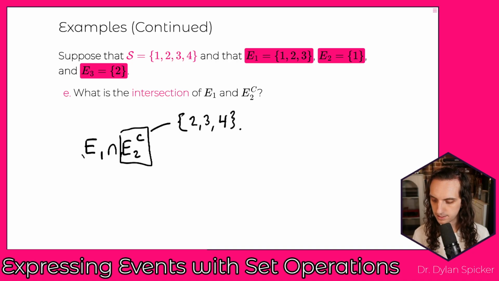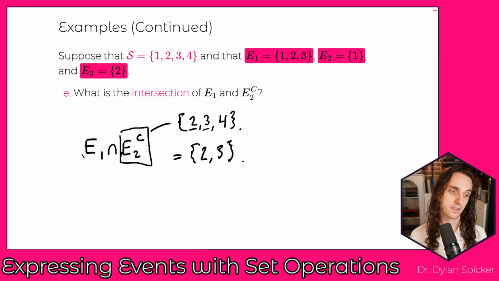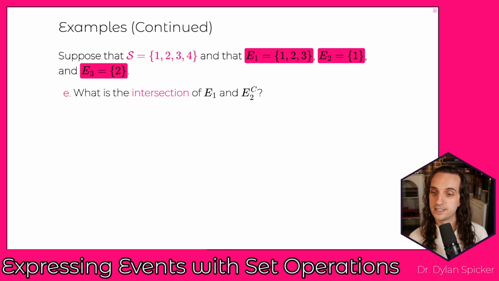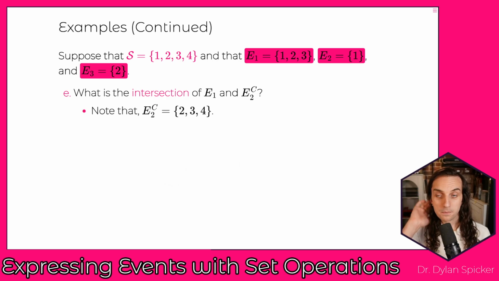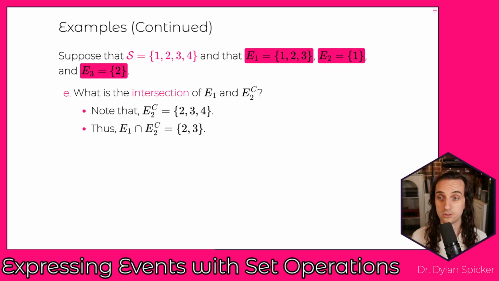And so then if we take E1 intersect 2, 3, 4, we're asking, well, what is shared between these two sets? And we notice that the 2 and the 3 are in both of them, right? And so ultimately, this is going to be the set 2, 3, right? And so we can walk through that one more time, okay? E2 complement is going to be the set 2, 3, and 4, okay? E1 intersect E2 complement is thus going to be 2 and 3 because that's what's shared between our 2, our 3, and our 4 and the set 1, 2, 3.